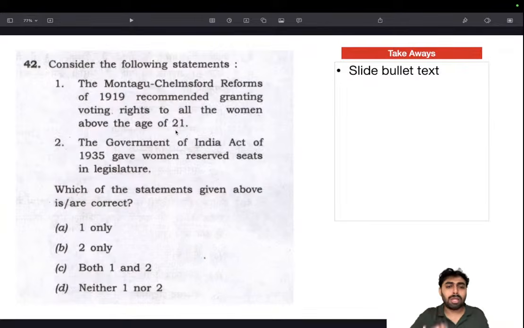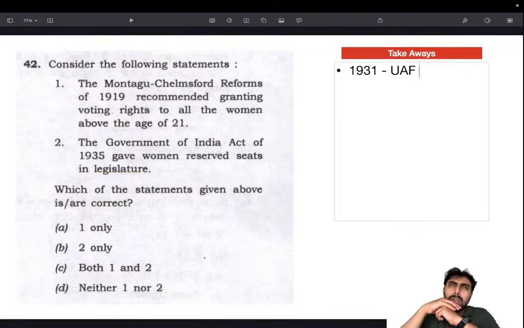So India adopted the universal adult franchise in its full form after becoming a republic. Okay, that's the thing. Also, just have an idea about Sri Lanka. Sri Lanka is one of the first countries in Asia to have universal adult franchise, in 1931, based on some constitution, I forgot which. So just have an idea about that.